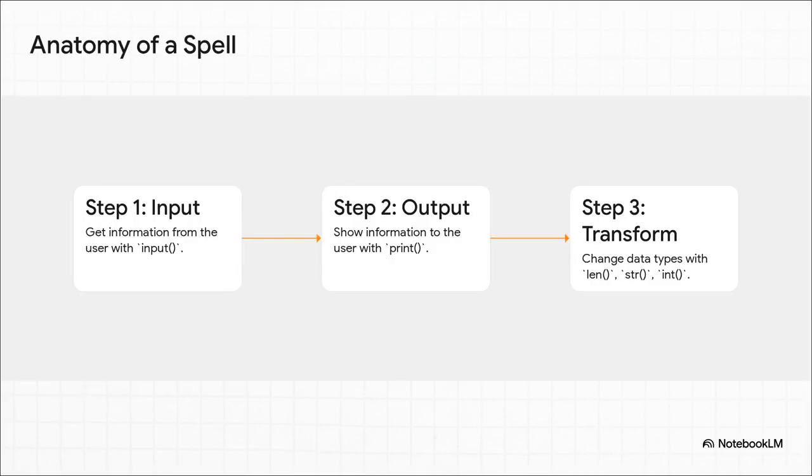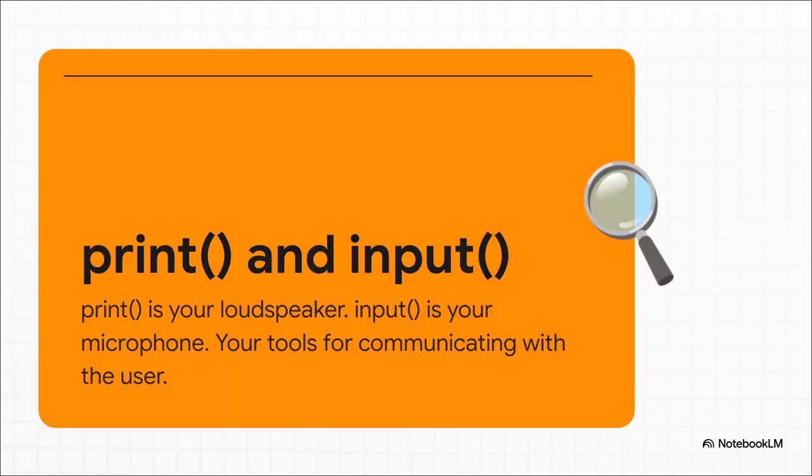You know, when you boil it down, this program, and honestly a ton of programs, follows a really simple pattern. Step 1, you get some input from the outside world using the input function. Step 2, you show some output back to the world using the print function. And step 3, you transform your ingredients. You change data from one type to another using functions like len, str, and int. Think of print and input as your main ways of communicating. Print is your loudspeaker. It's how your program talks to the user. Input is your microphone. It's how your program stops and listens to what the user has to say.